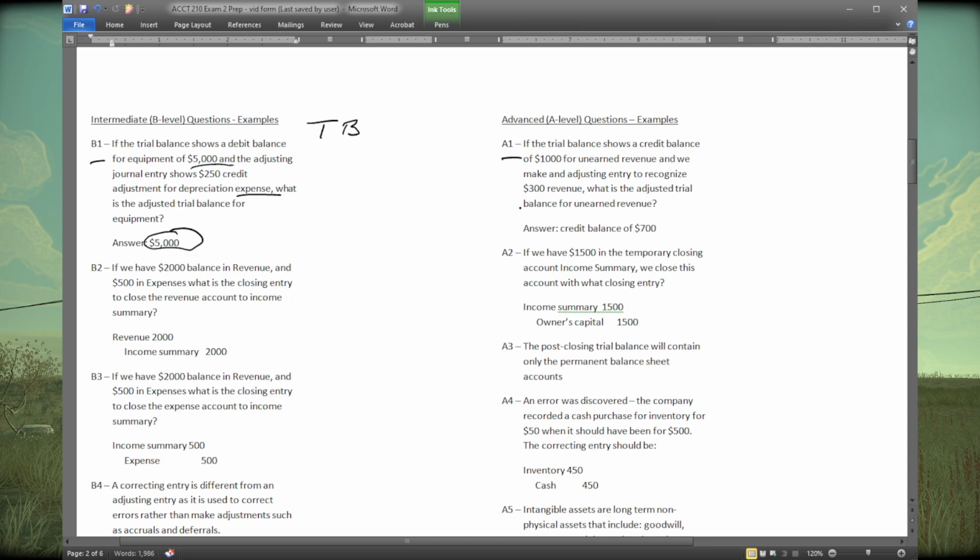If I go over here to the A level and I look at what's going on here, it shows a credit balance of 1,000 unearned revenue. We make an adjusting revenue entry.